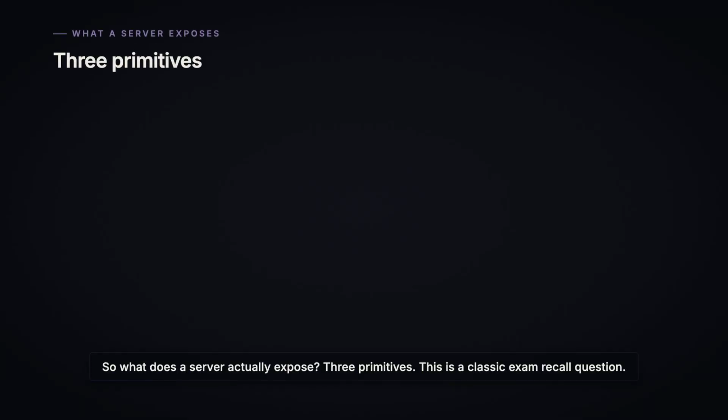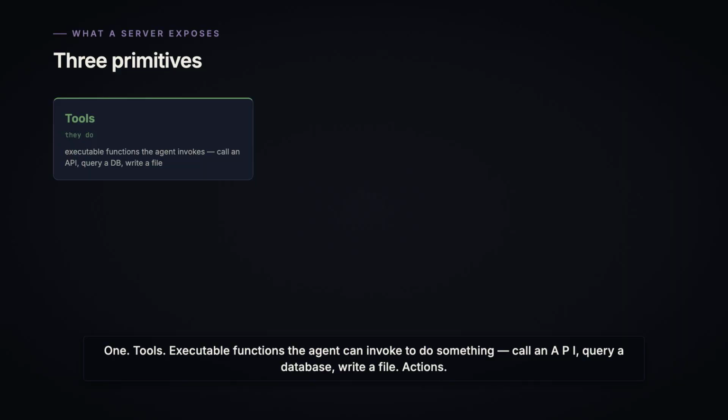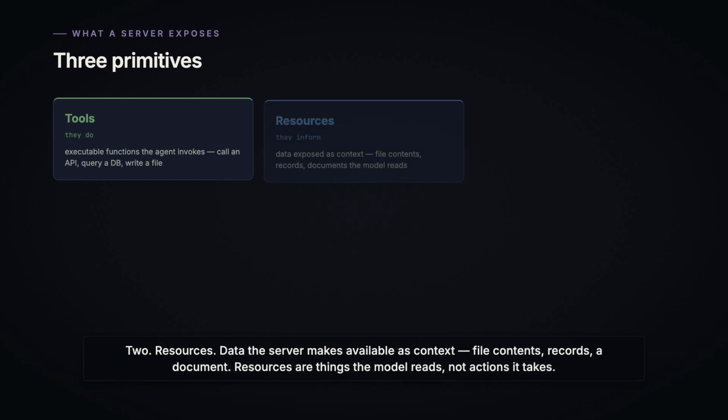3 primitives. This is a classic exam recall question. 1. Tools. Executable functions the agent can invoke to do something. Call an API, query a database, write a file. Actions. 2. Resources. Data the server makes available as context, file contents, records, a document. Resources are things the model reads, not actions it takes.